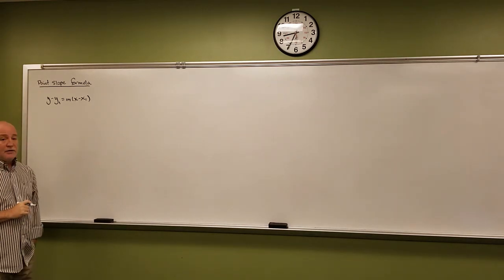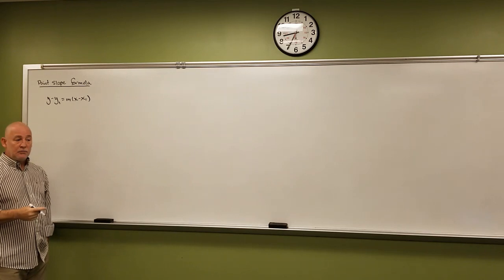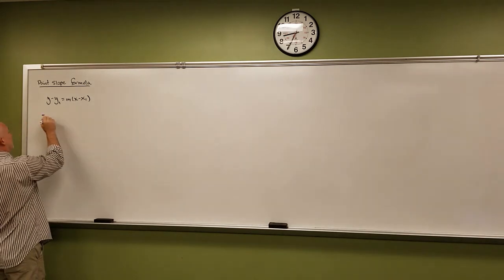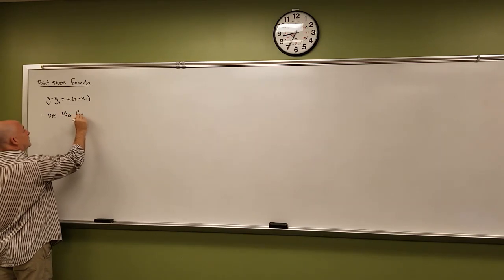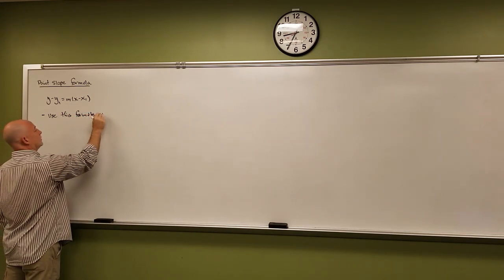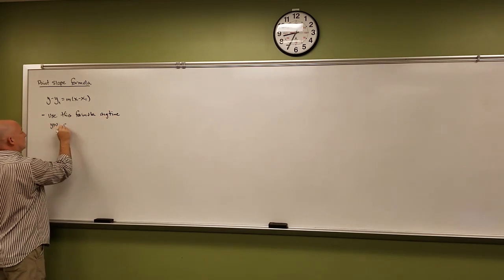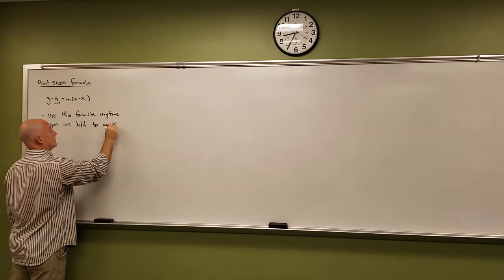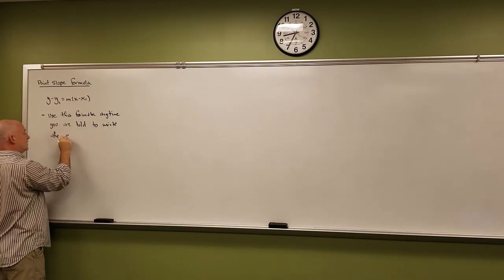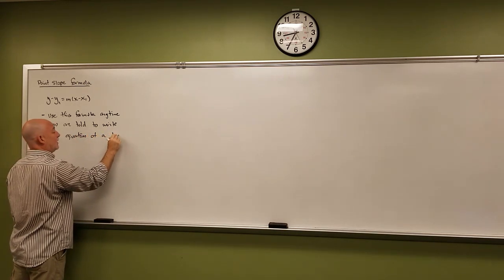This is called the point slope formula, and you're going to use this equation anytime you're told to write the equation of a line.